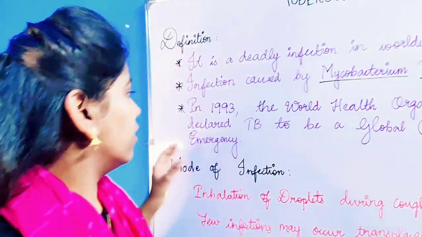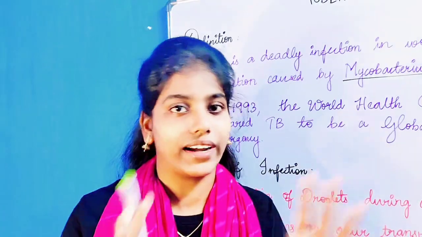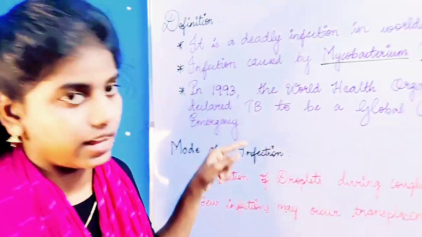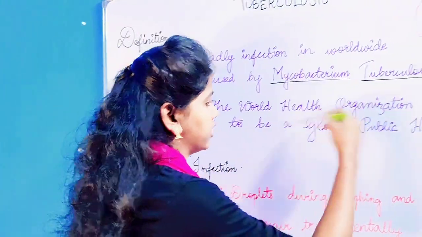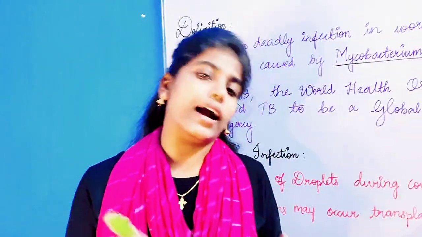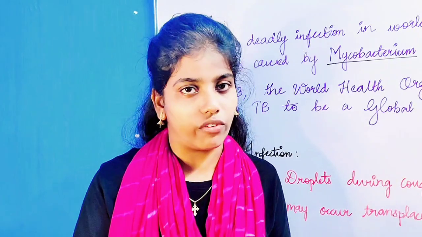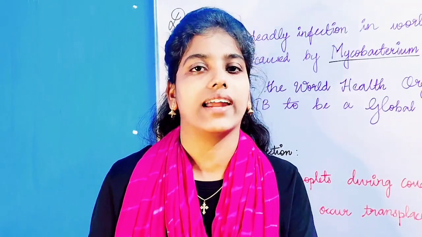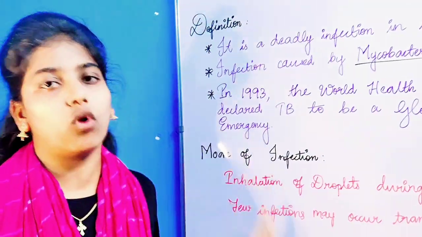Now, certain worldwide information was gathered. In 1993, the World Health Organization (WHO) declared tuberculosis a global public health emergency, because at that time there were no medicines, no vaccines, nothing. So there was no treatment either. But now all those things have improved. Medicines are there, a vaccine is there, but you have to find the stage of the disease early. Next, we can see the mode of infection.